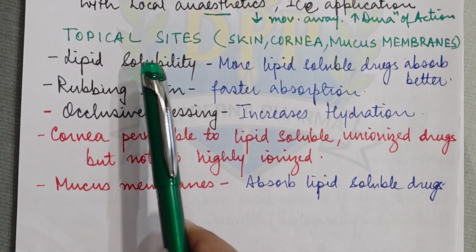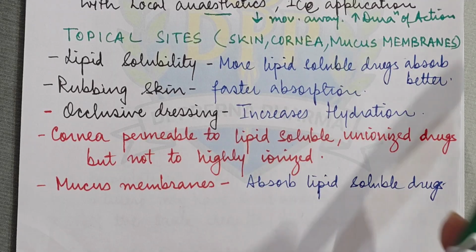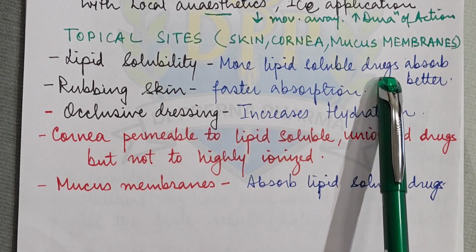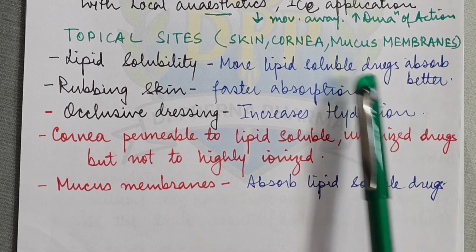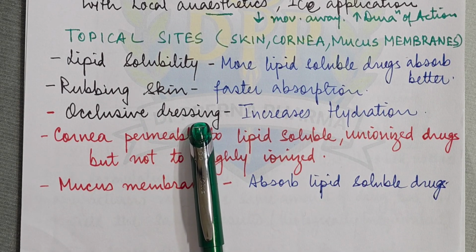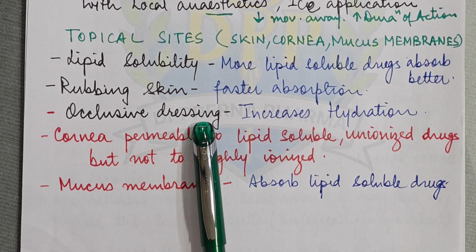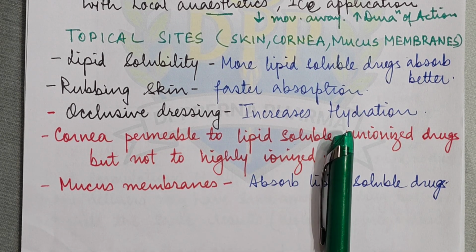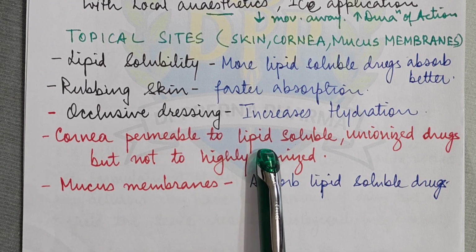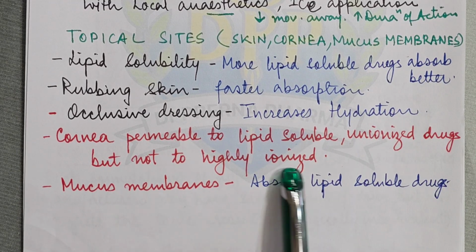The next area that we discuss is topical sites like skin, cornea, mucous membranes. Now here again the important pointers are lipid solubility. So more lipid soluble drugs absorb better from the topical sites. When you rub the skin, then you get a faster absorption. If you use an occlusive dressing, then it will keep the hydration intact in that area and will increase the absorption. Cornea is seen to be permeable to lipid soluble unionized drugs and not to highly ionized drugs.